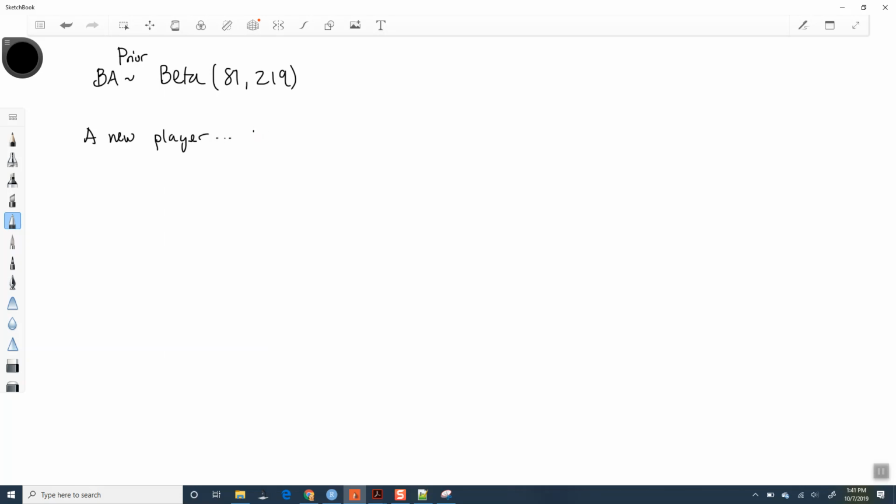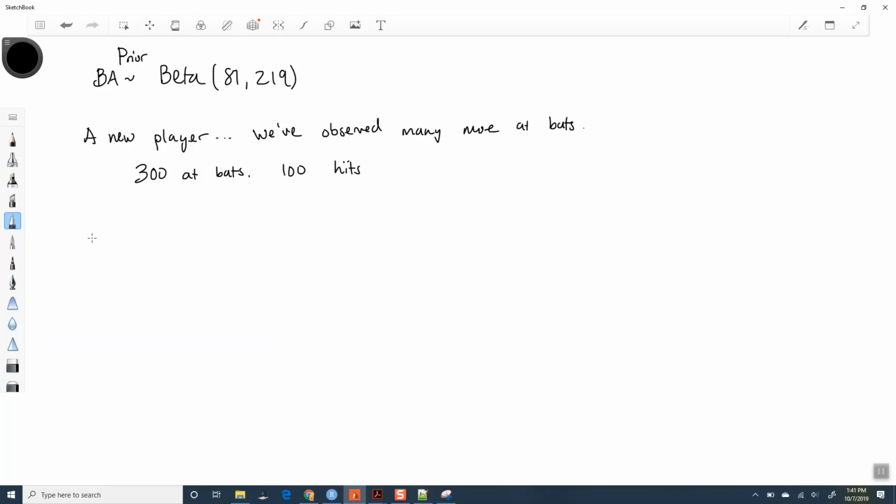Okay, so now we've observed many more at-bats, and the new player is doing very well. We're going to say we've had, let's say, 300 at-bats, and we'll say 100 hits. So in what we've observed, he's batting .333, which is very good.